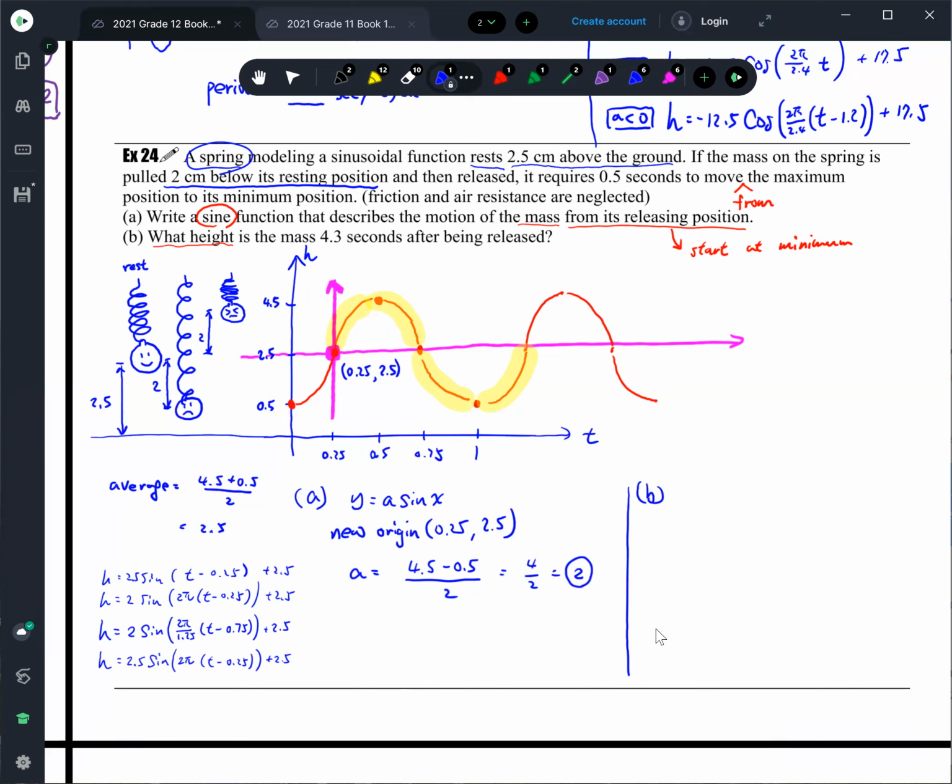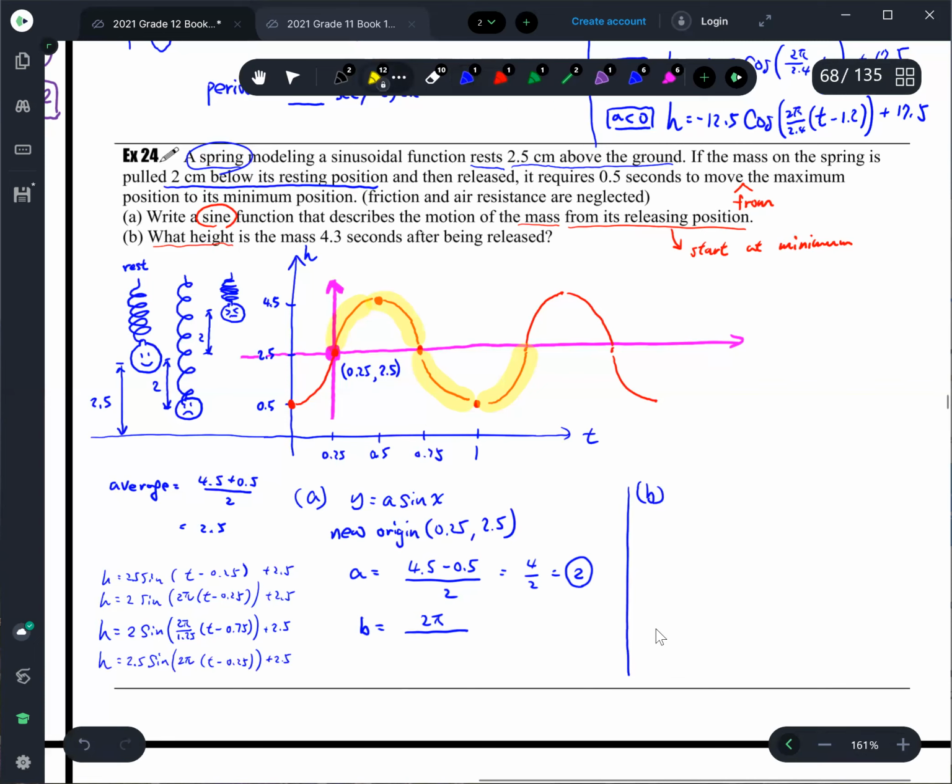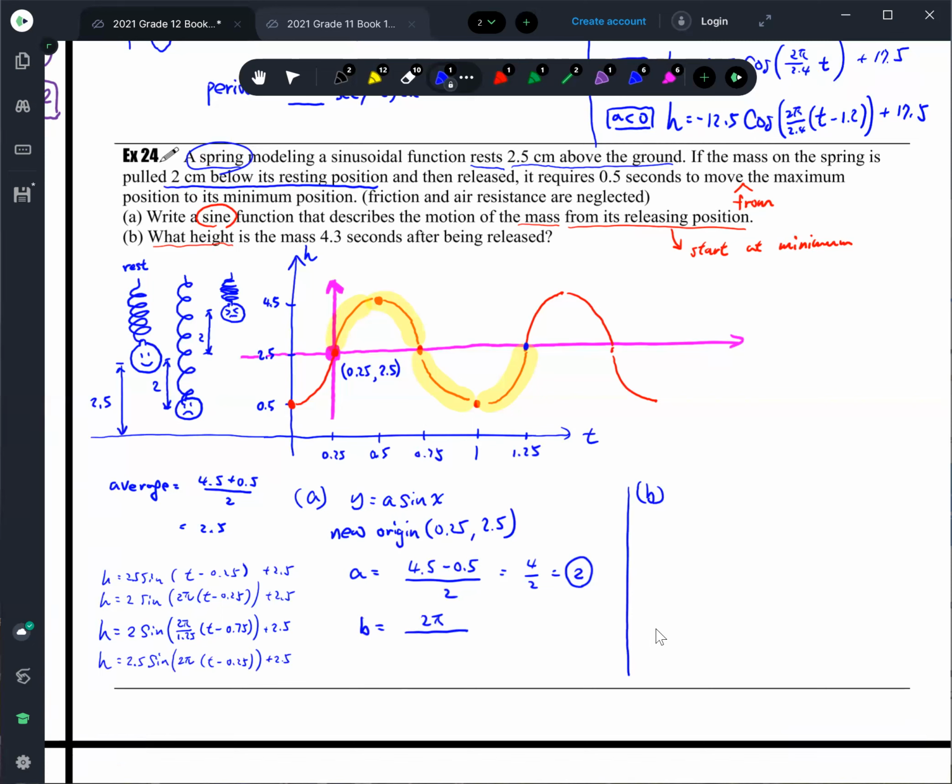Okay. B is 2 pi divided by the period. So for the period, you can look at the yellow part, right? The whole thing starting from 0.25 and then finishes at here. This should be at 1.25. That's your one period. Or you can start from lowest to lowest, or highest to highest. That also is a period. But either way, the period should be 1.